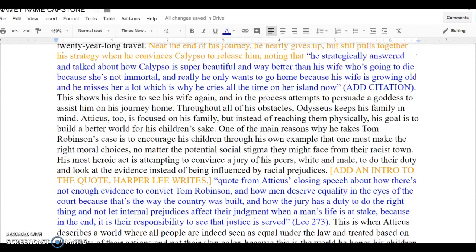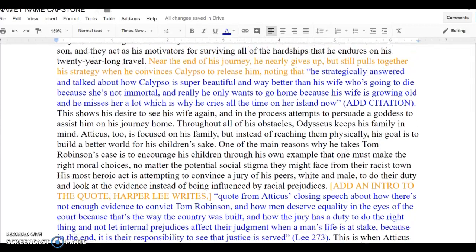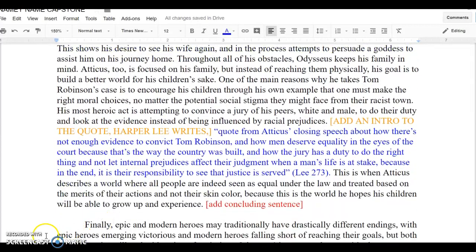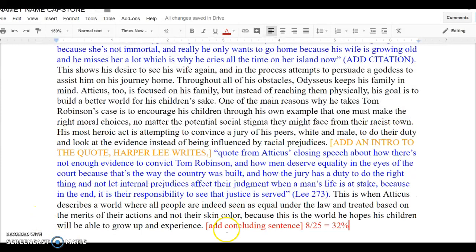Now notice in this paragraph, a lot of it is blue, which is already problematic. If you count up the lines, you'll notice that 8 of the 25 lines are quotes, which means that 32% of this paragraph is quoted material. That's higher than the 25% we want. So there are two ways you can fix this, okay? You can either shorten the quotes or you can extend your analysis.